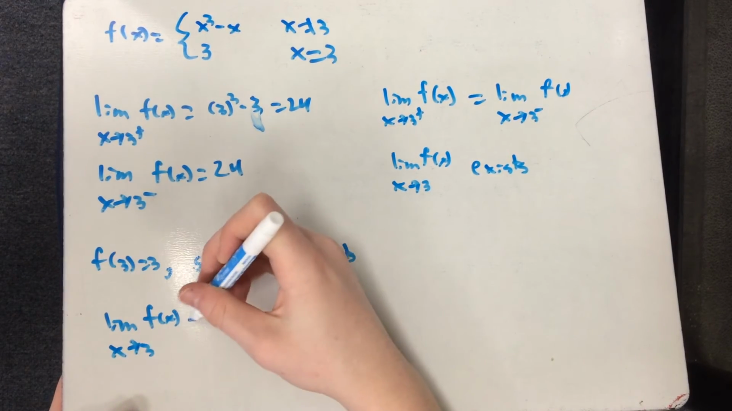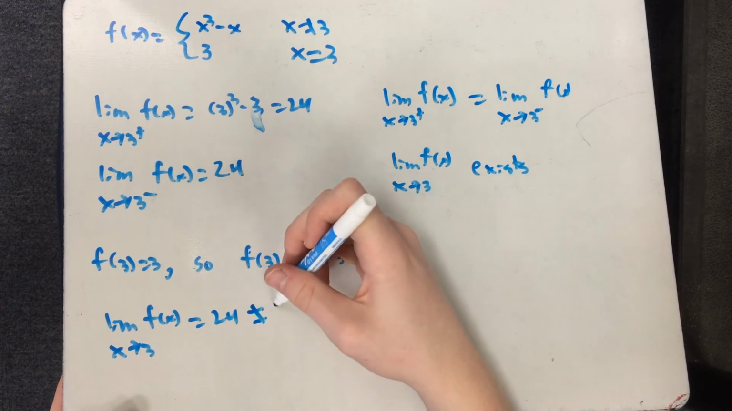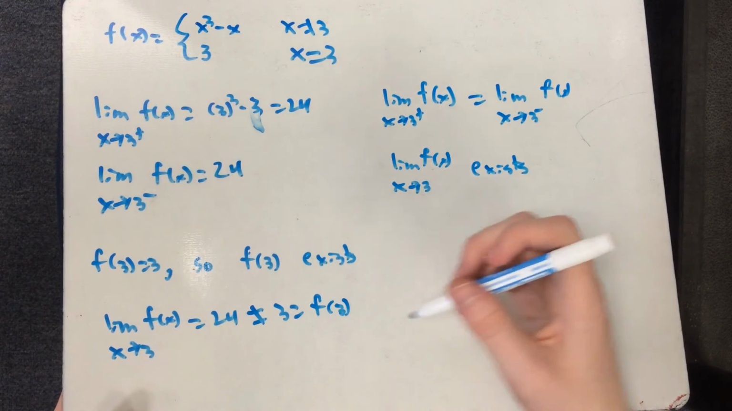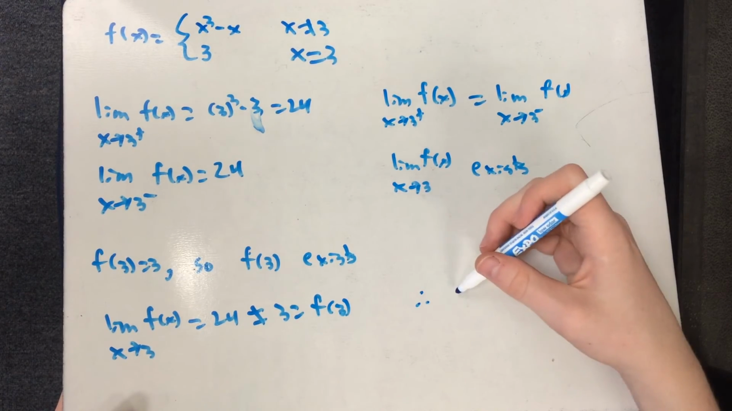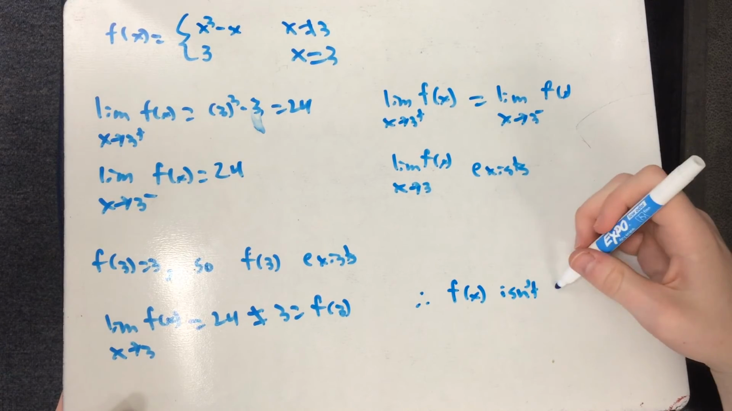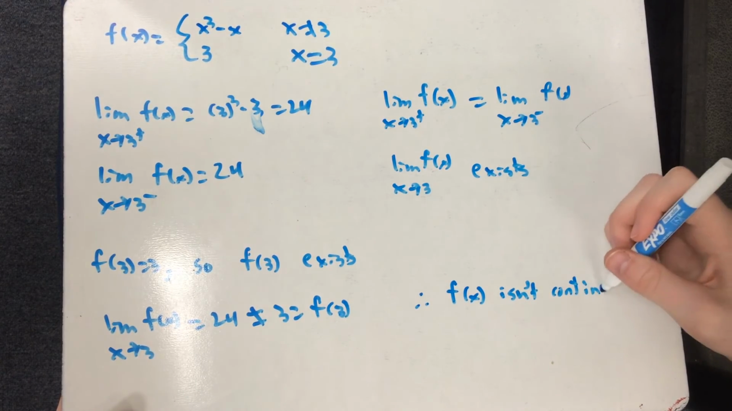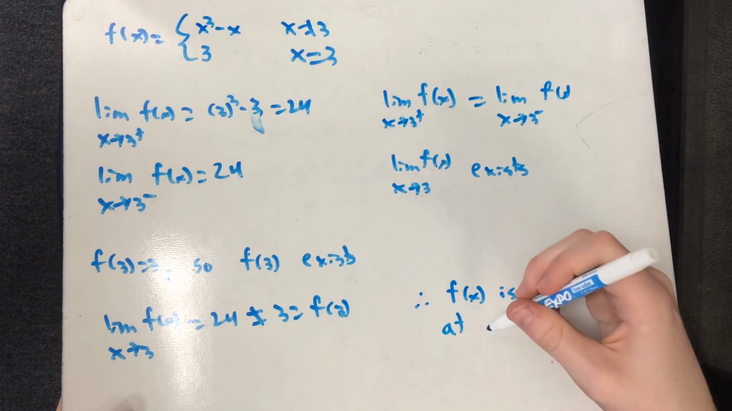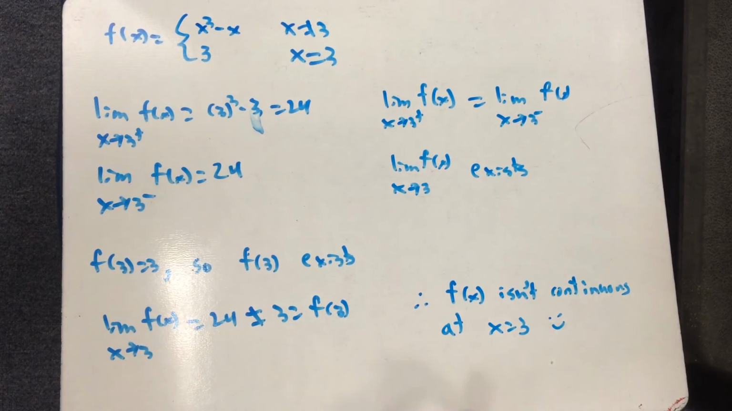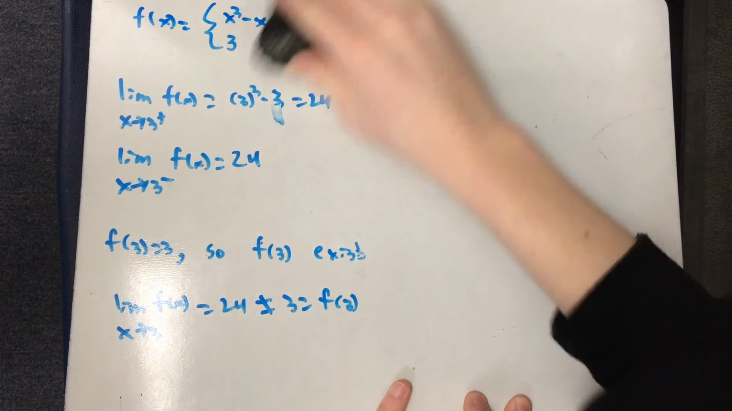Now, we have to determine if the limit as x approaches 3 of f of x equals f of 3. The limit as x approaches 3 of f of x equals 24, and f of 3 equals 3. Therefore, the limit does not equal f of 3. Because the limit and point aren't equal, the continuity test cannot be applied. Therefore, f of x is not continuous at x equals 3.